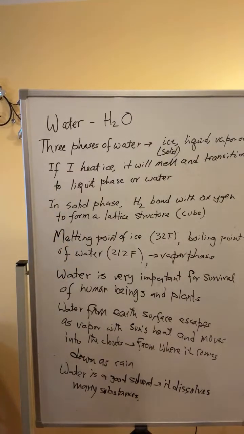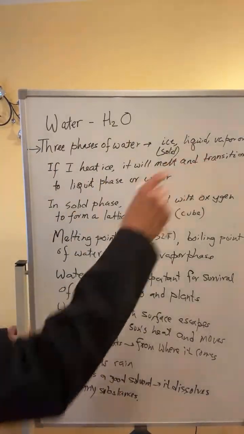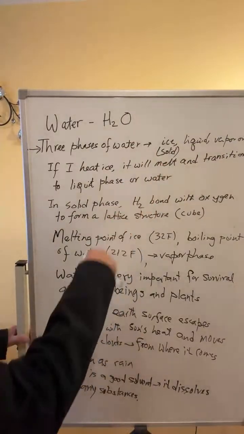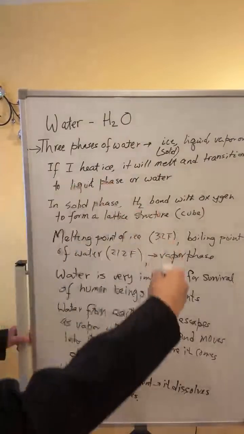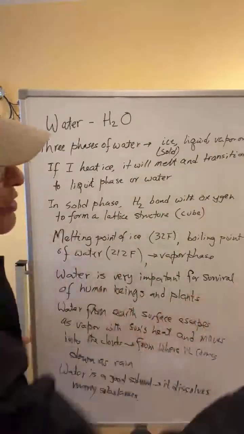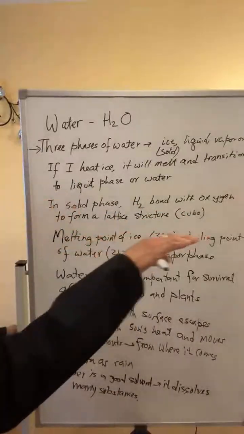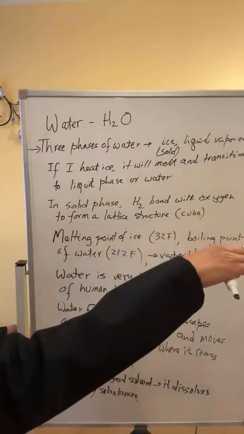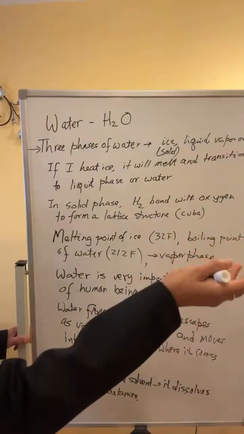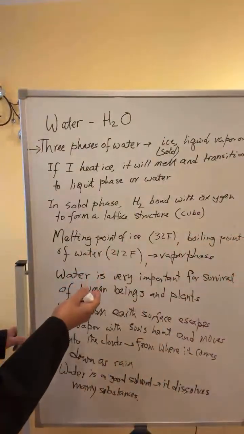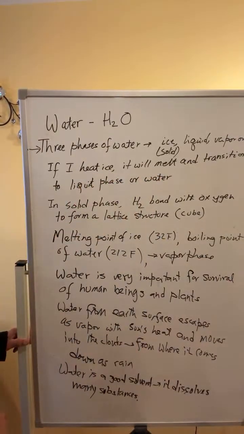To summarize, there are three phases of water: solid, liquid, and gas or vapor. Liquid is water, solid is ice. Water transitions from one phase to another by, say, heat. For example, if I heat up ice, it will melt. Vice versa, if I remove heat from liquid water, it will solidify. So if I heat ice, it will melt and transition to the liquid phase of water.